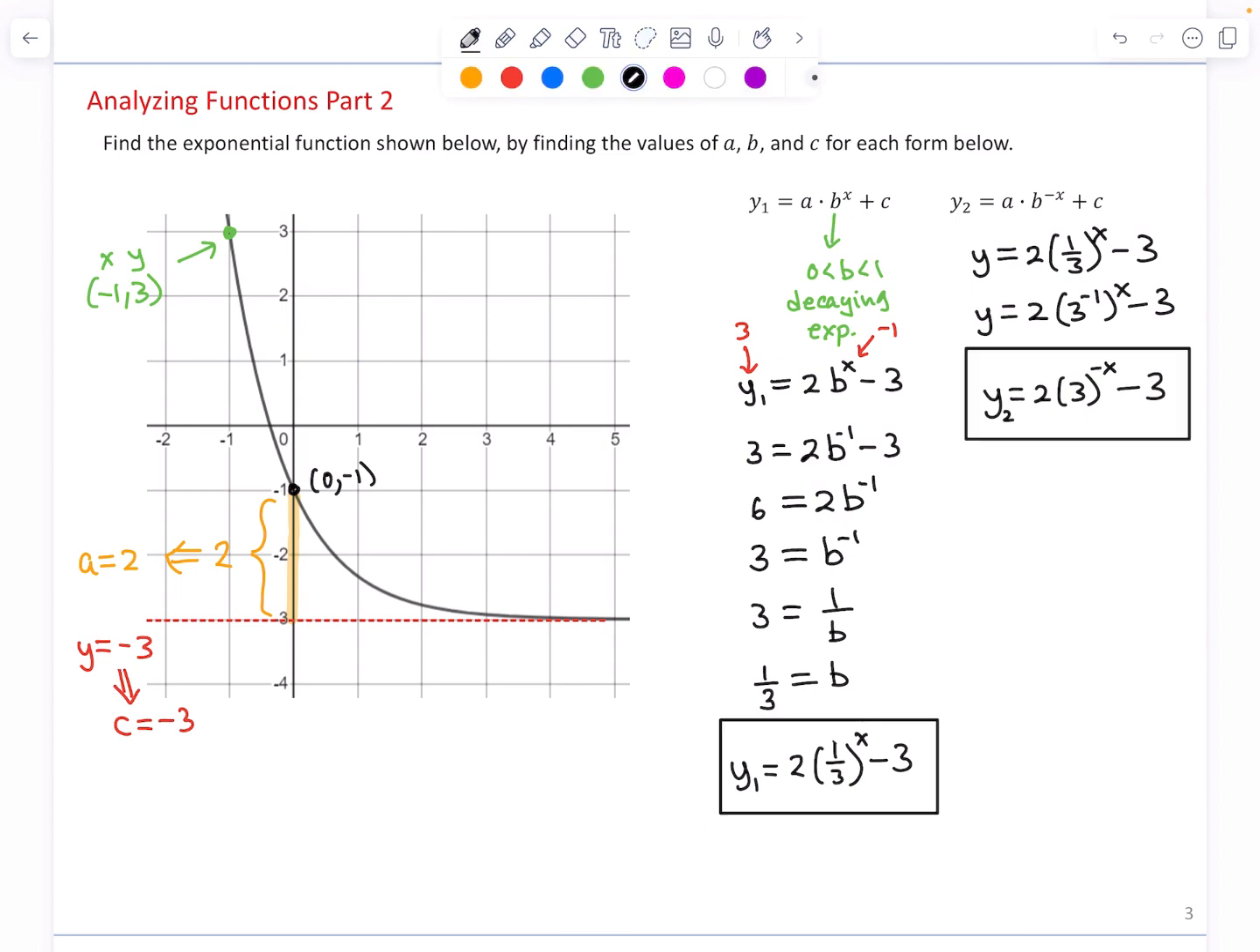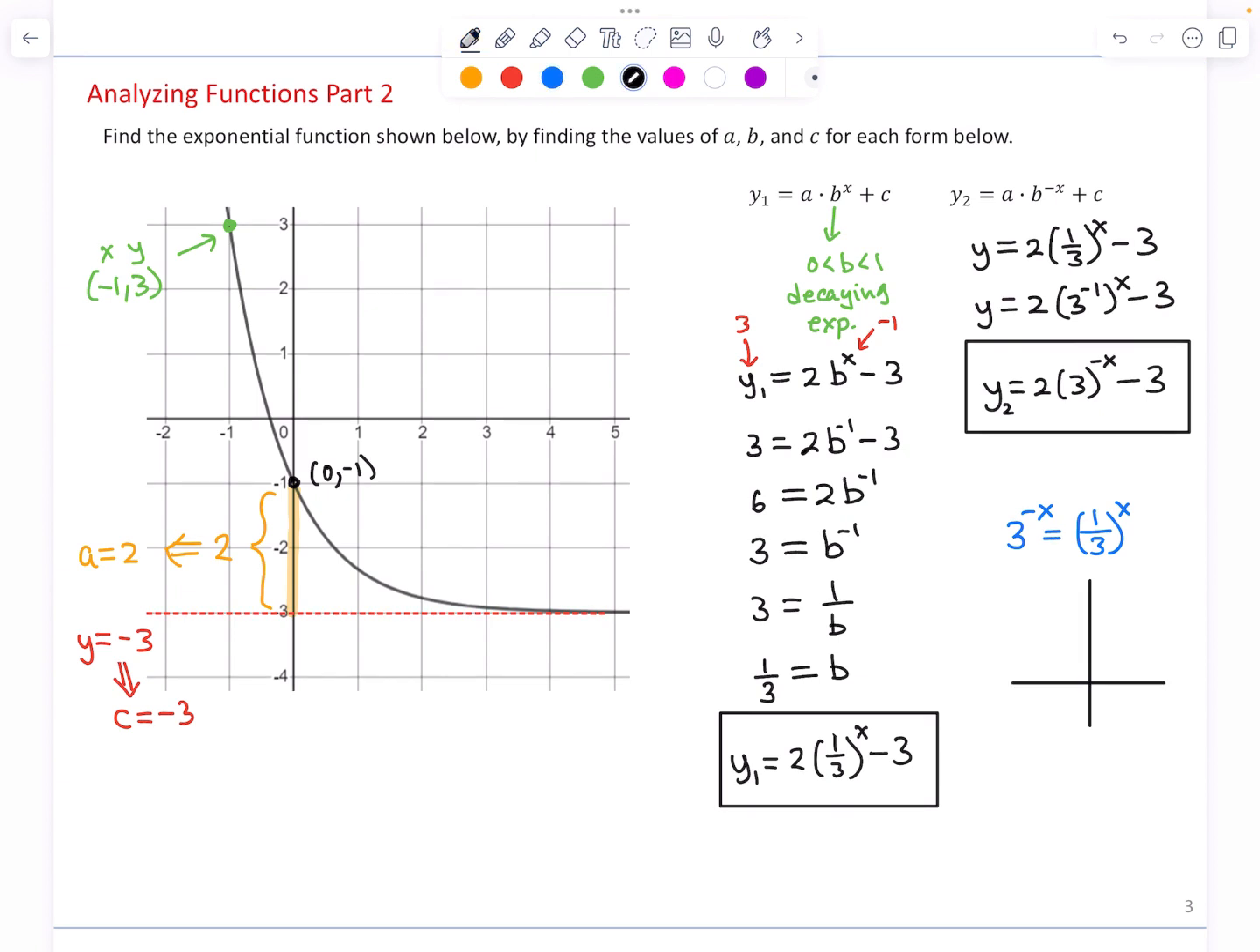These functions produce the same graph. And that is because 3 to the negative x can be rewritten as 1 over 3 to the positive x, because this is the rule of negative exponents. Keep in mind that if you graph 3 to the x, you get a growing exponential. And if you invert the base to 1/3, or if you replace the x with the negative x, both ways of thinking should produce a graph that is a mirror image across the y-axis.